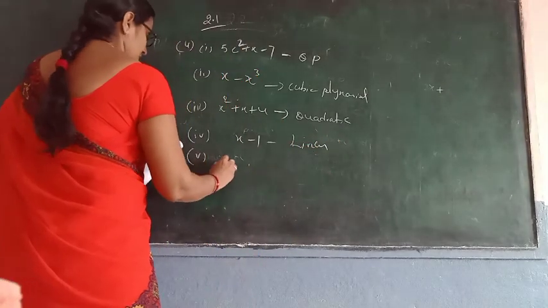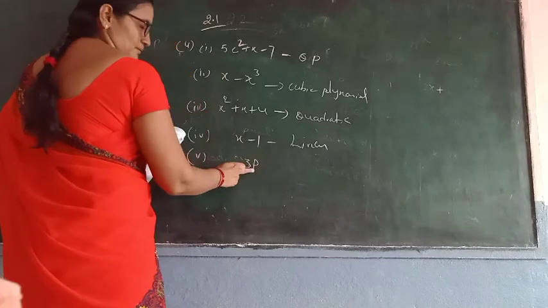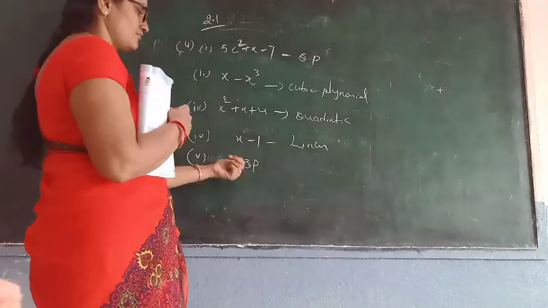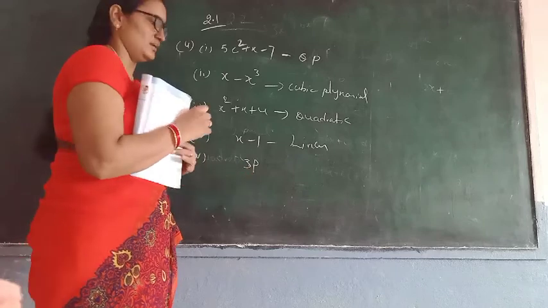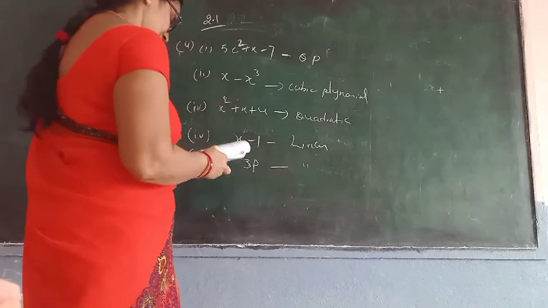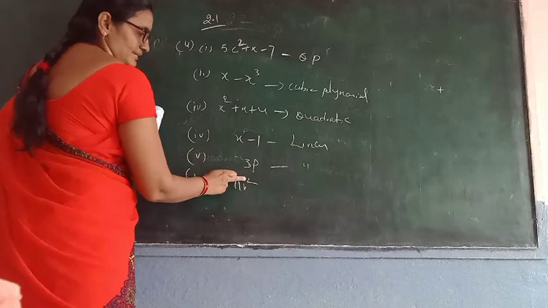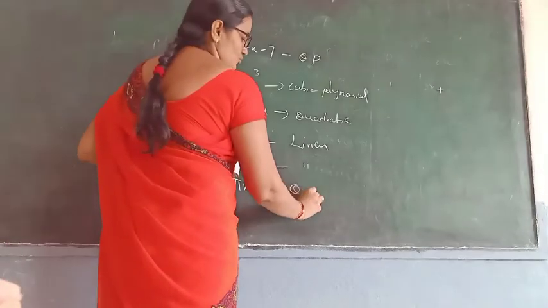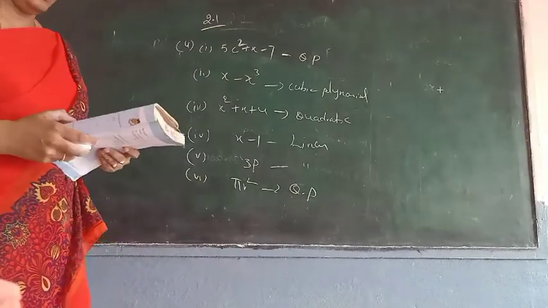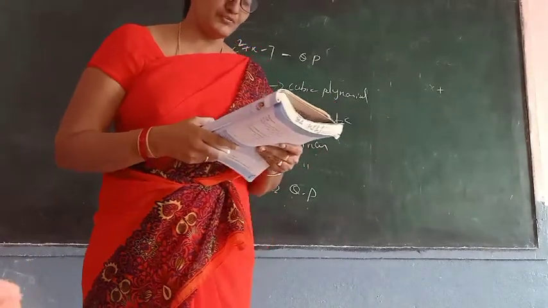Next, fifth one, 3p is given. Degree means the power of the variable. What is the power of p? 1. So this is also linear. Next, sixth one, 5t square. What is the degree here? 2. Then this is a quadratic polynomial. Note this down.